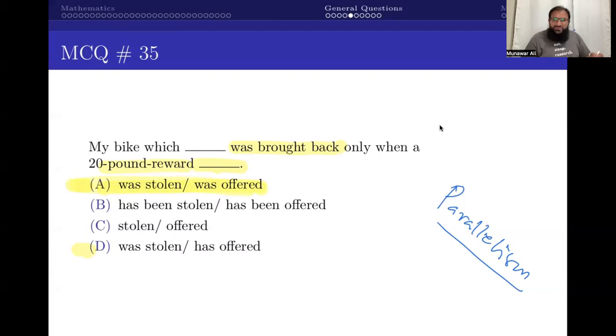There are no hard and fast rules in English. So when you read a lot, you will come to the point of knowing what's going to be the correct option.